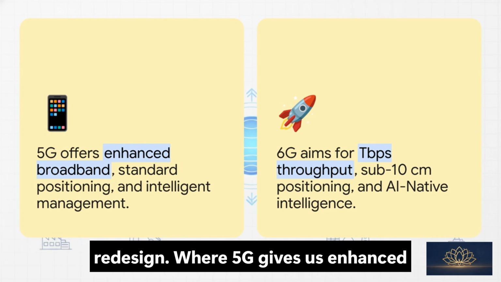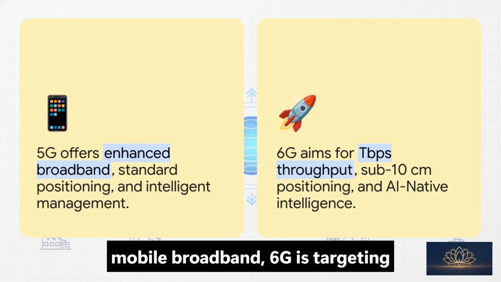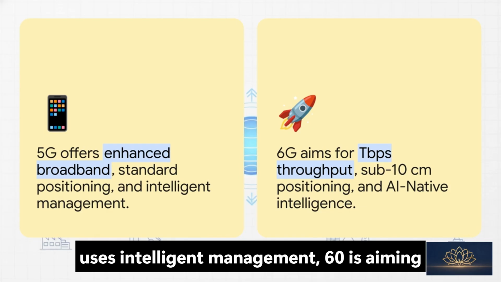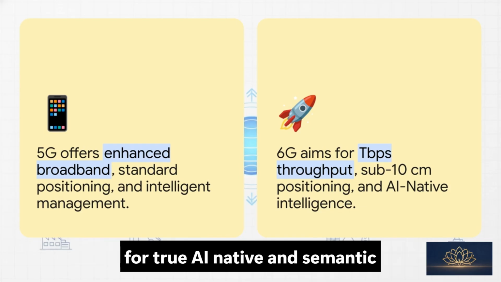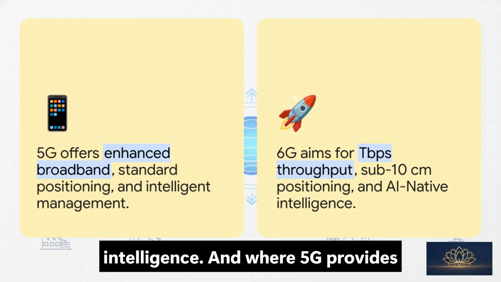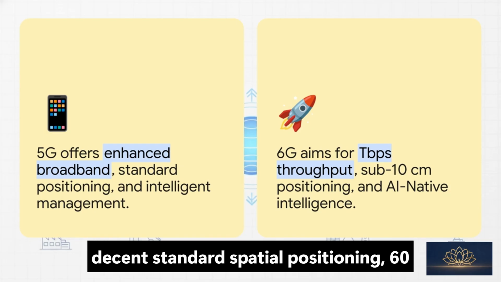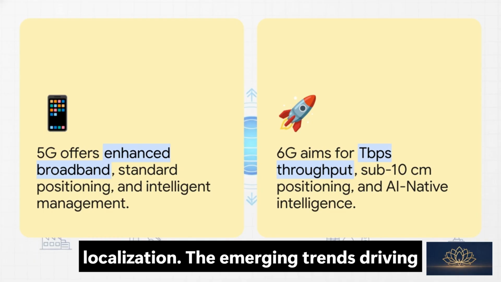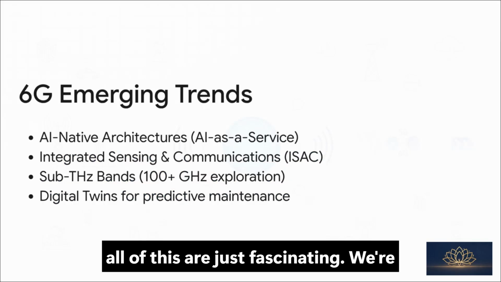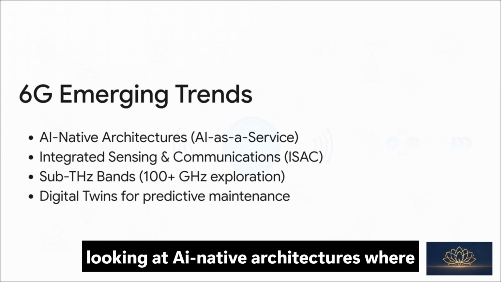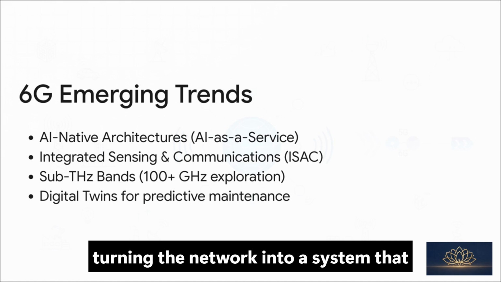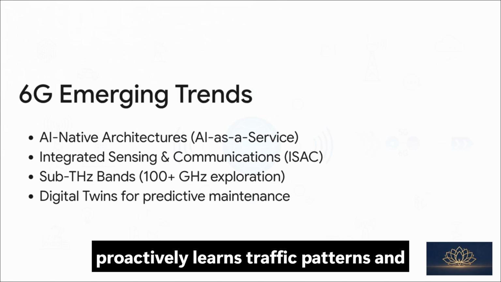Where 5G gives us enhanced mobile broadband, 6G is targeting terabits per second throughput. Where 5G uses intelligent management, 6G is aiming for true AI native and semantic intelligence. And where 5G provides decent standard spatial positioning, 6G is pushing for insane sub-10 centimeter localization. The emerging trends driving all of this are just fascinating. We're looking at AI native architectures where AI is baked into every single layer, turning the network into a system that proactively learns traffic patterns and optimizes itself.